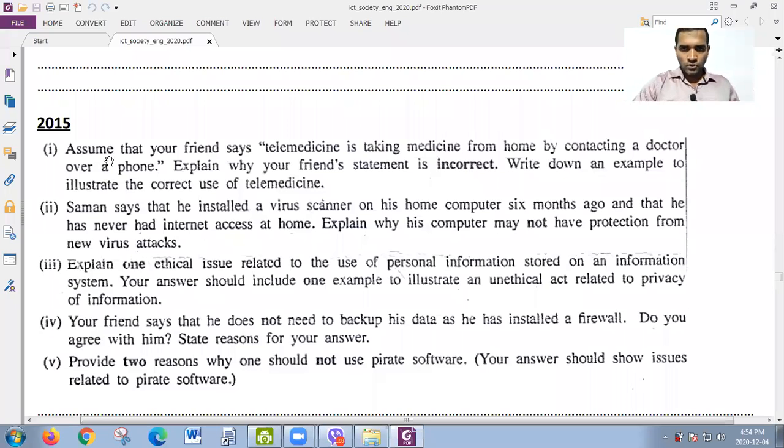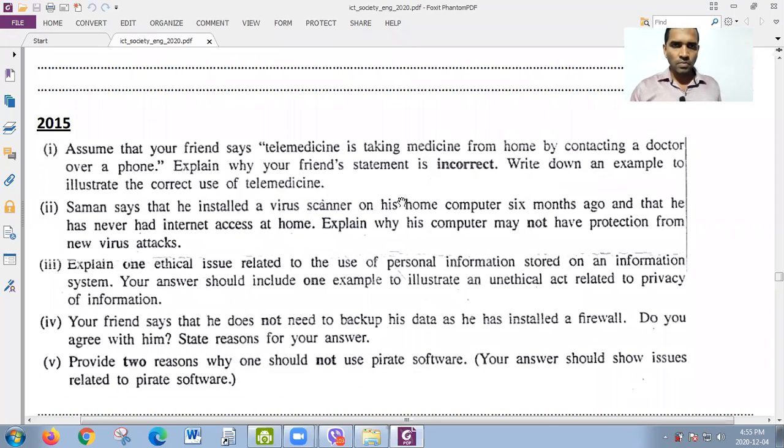Assume that your friend says telemedicine is taking medicine from home by contacting a doctor over phone. Explain why your friend's statement is incorrect. Write down an example to illustrate the correct use of telemedicine. Your friend says that taking medicine from home by contacting a doctor over phone is telemedicine, but this statement is clearly incorrect.